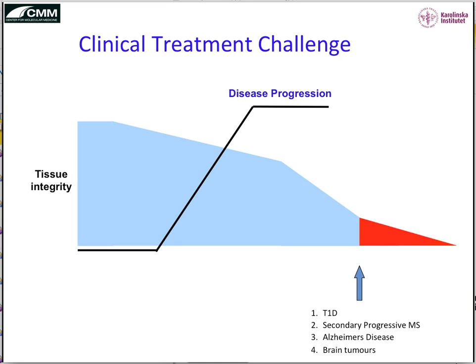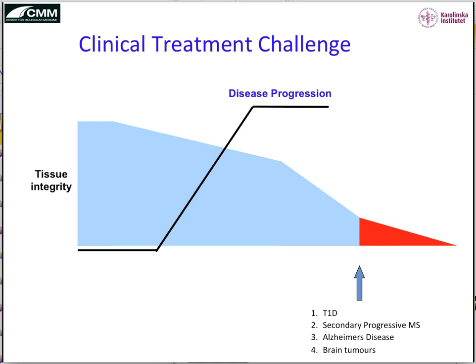So at this stage, a majority of the beta cells in the pancreas, for example, have already been destroyed when a diagnosis of type 1 diabetes is given. Similar situations are evident during the secondary progressive phase of multiple sclerosis or in Alzheimer's disease, in both of which nerves have been significantly damaged or lost. Conversely, you might find a huge brain tumor that has been growing for some time at this stage in the timeline. The black line shows that as disease progresses, there will be a significant loss of tissue.